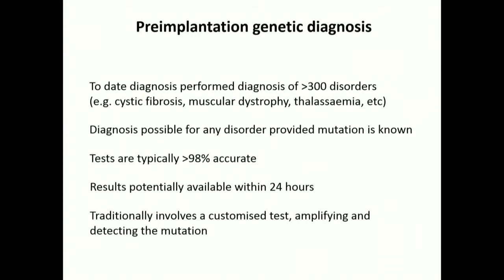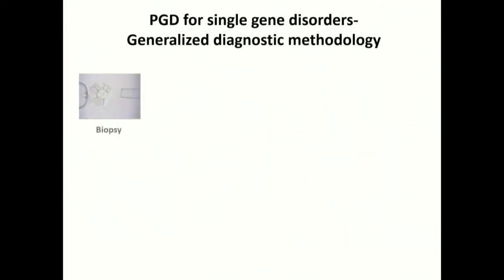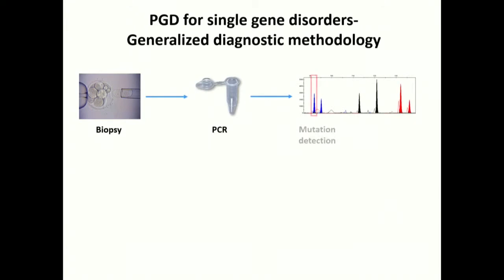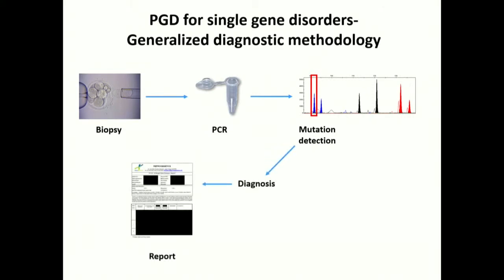Most patients have ended up having a unique protocol designed just for them. And the reason for that is, of course, that the off-the-shelf kits that you can get for diagnosis of some common disorders really aren't designed to work in single cells. The typical methodology has been something like this. You biopsy the embryo, you do a PCR, in fact usually it's a multiplex PCR, you amplify the mutation site and you can detect that in any of a vast number of different ways that you're all very familiar with. That allows you to make your basic diagnosis.